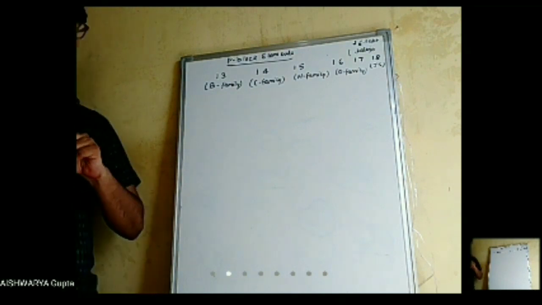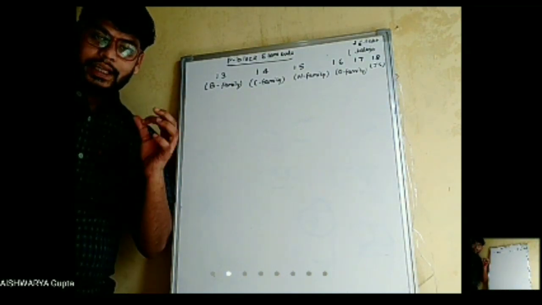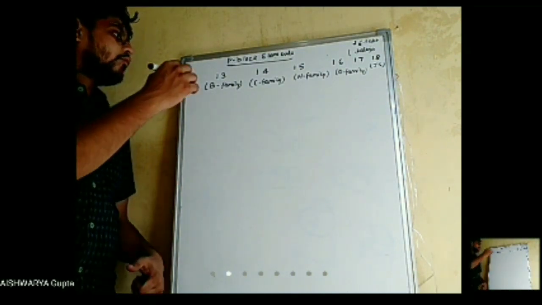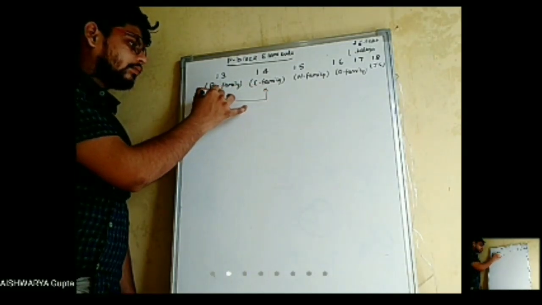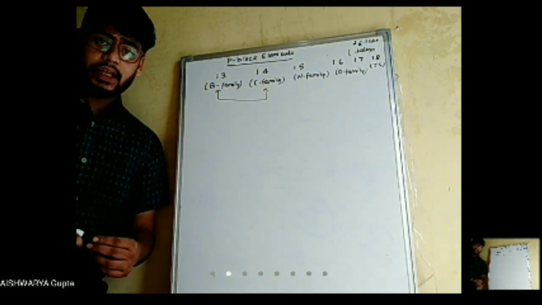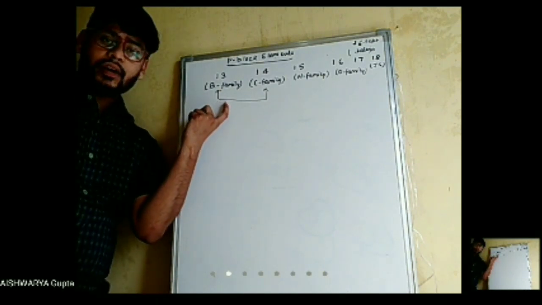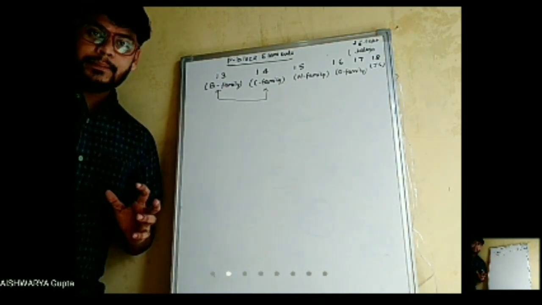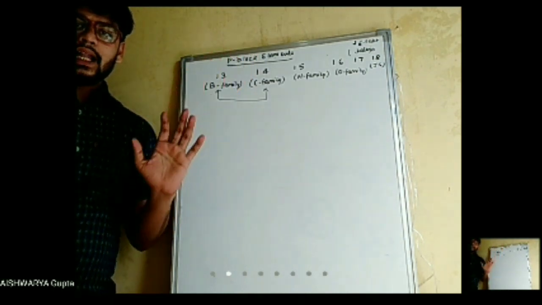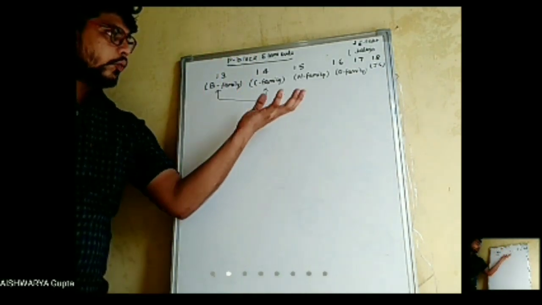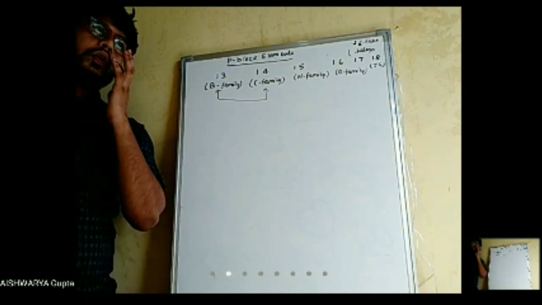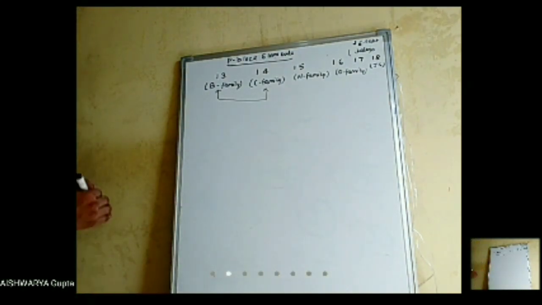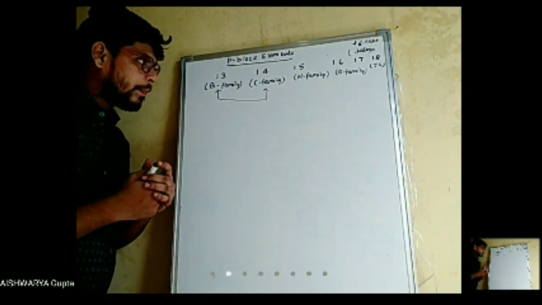Okay, so in class 11, you have to study only group 13 and group 14, that is the boron family and carbon family. And in class 12, you will be studying the rest of the groups, like group 15, 16, 17 and 18. Okay, so now let's start with these groups.